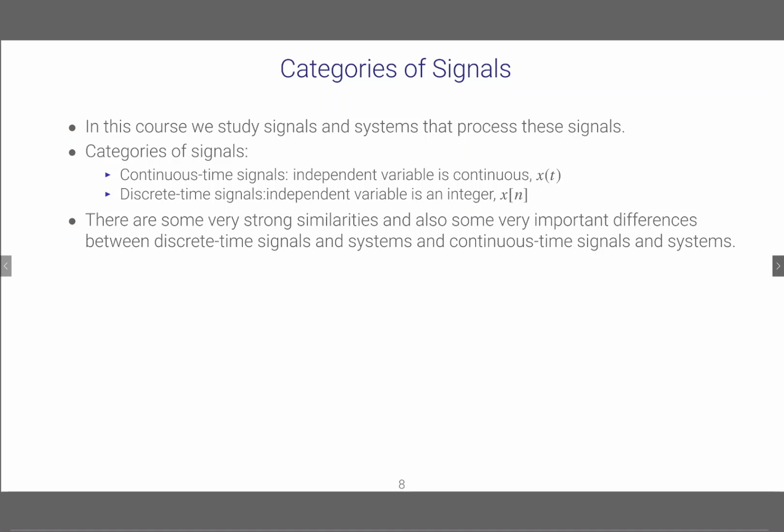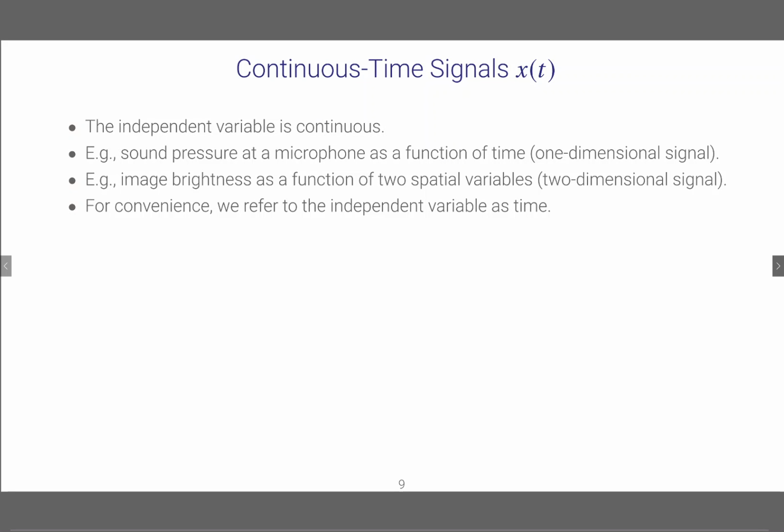So there are some very strong similarities and also very important differences between discrete time signals and systems and continuous time signals and systems. So now let's think about the continuous time signals in a little more detail. The independent variable time is continuous. Example, the sound pressure at a microphone as a function of time. It's a one-dimensional signal. So it's a function of a single variable, in other words.